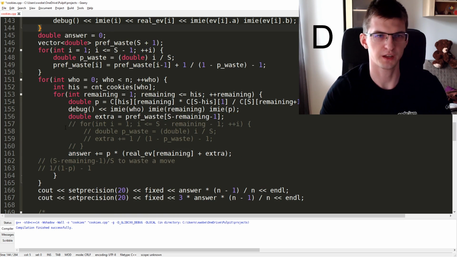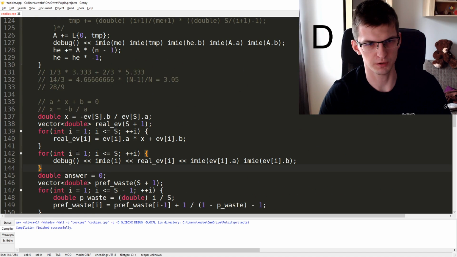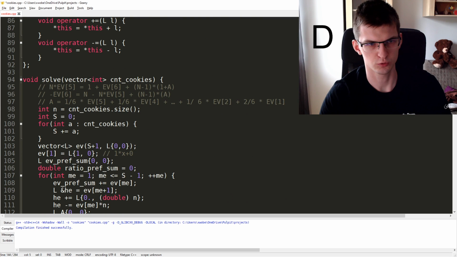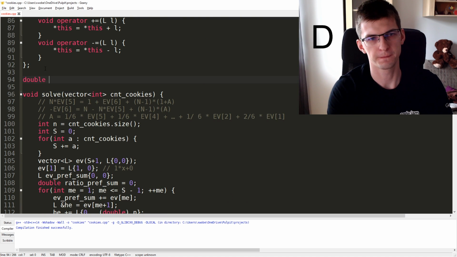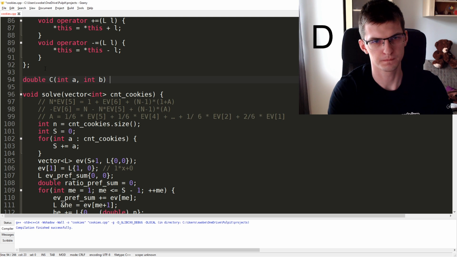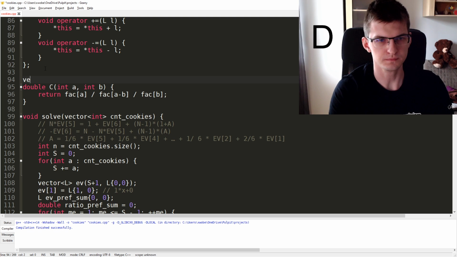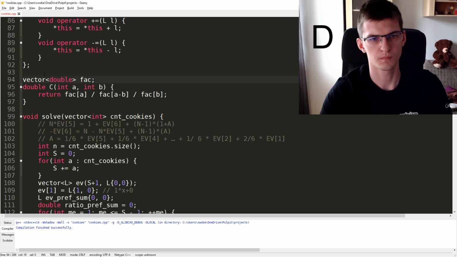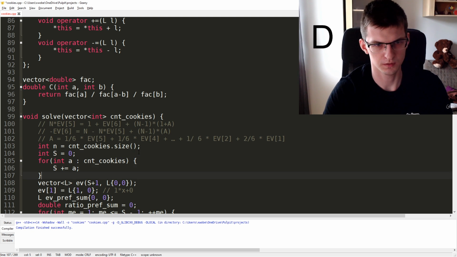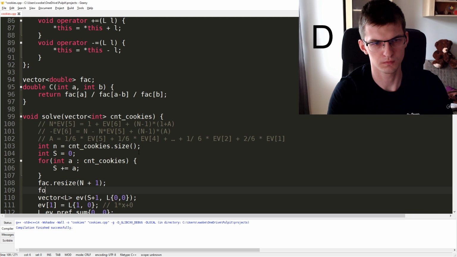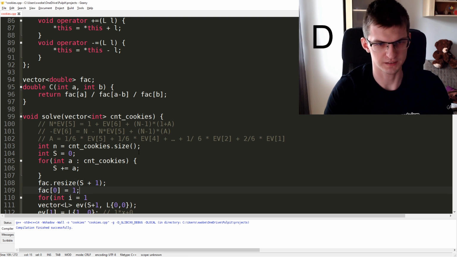So instead of this, I need a function. First, let's do it with doubles. Factorial for a divided by this. When we have solve. Up to S.